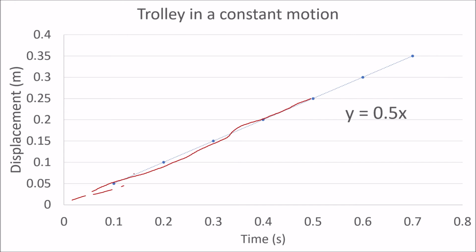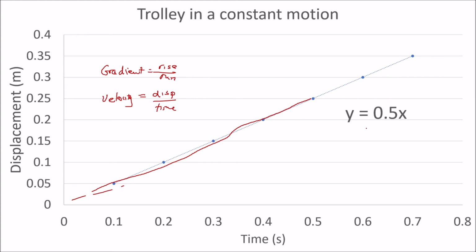And then the next thing to do is work out the velocity. Now, like I said before, the gradient is our rise over run, which in this case is displacement over time. That formula leads us to velocity. So the gradient on a displacement time graph is the velocity of the object.